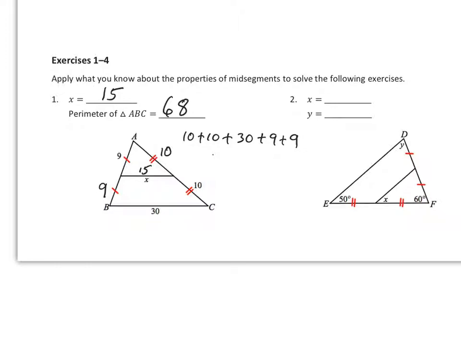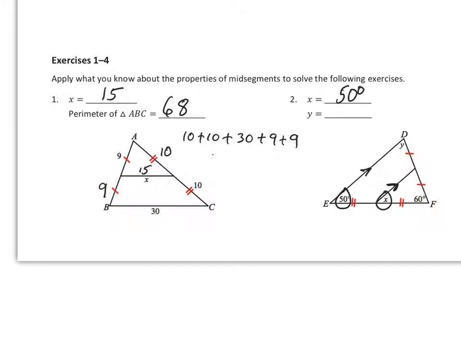On number 2, we're looking at angles. We're going to use that first property of midsegments for this one, the property of parallel lines. Remember that ED is parallel to the midsegment right here. So we're going to have some transversals: EF is a transversal and DF is another transversal. We get 50 here, and that means X is a corresponding angle to that 50, so it's also going to be 50.